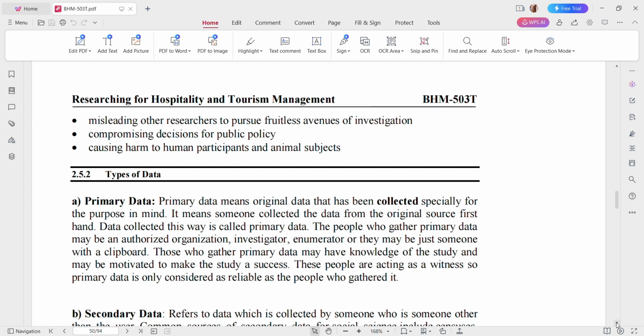However, it misleads other researchers, so you have to be very careful because your credibility, your integrity is at stake when you present questionable research. You also compromise decisions for public policy.